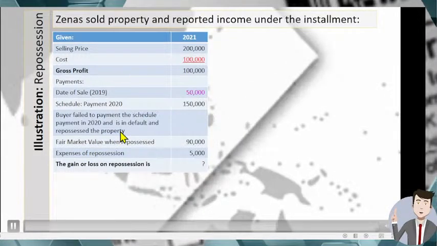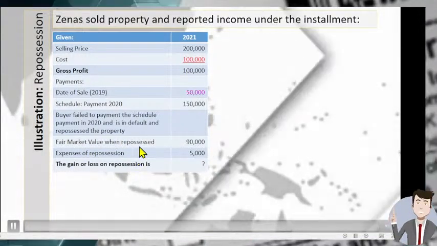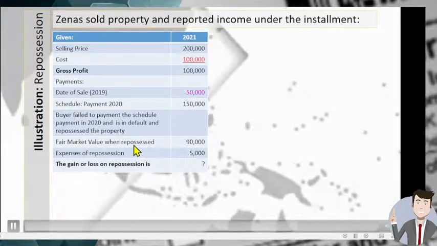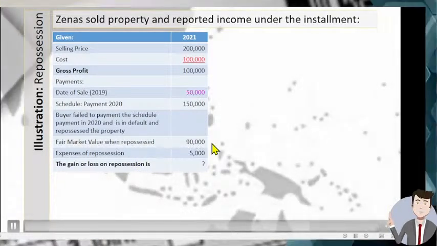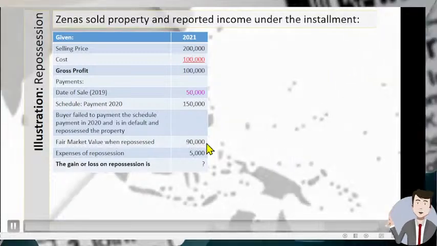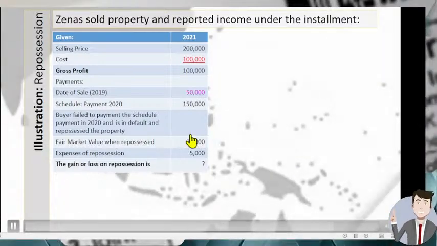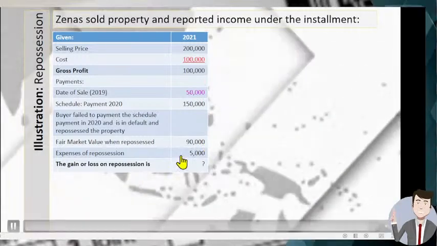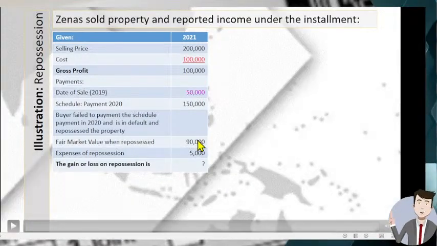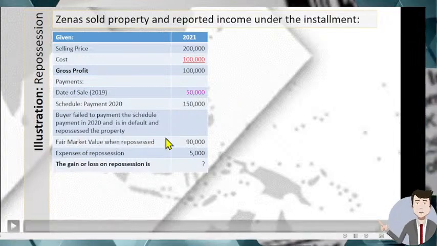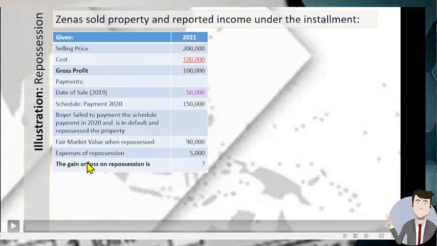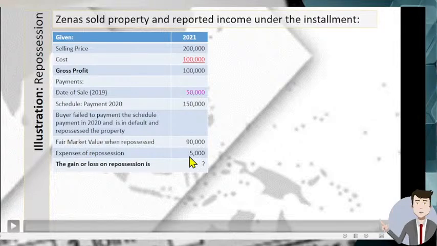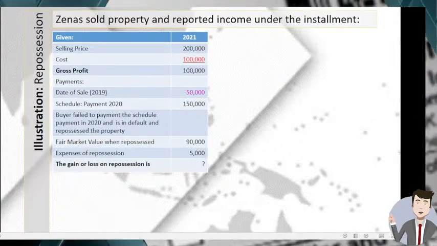Okay? Upon repossession, on the date that the property is repossessed, the fair market value is 90,000. So this is the amount at which the repossessed item can be sold to the second-hand market. Then because of processing and other related expenses, the seller incurred an expense for repossession of 5,000. So the question is, how much is the gain or loss on the repossession?